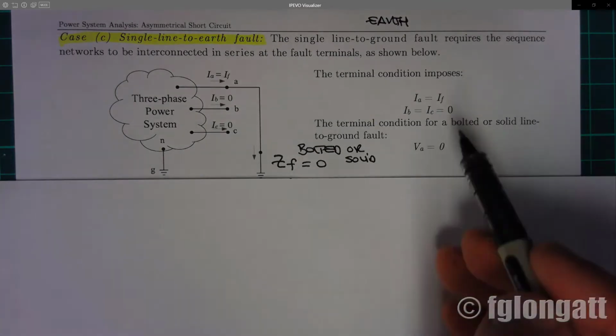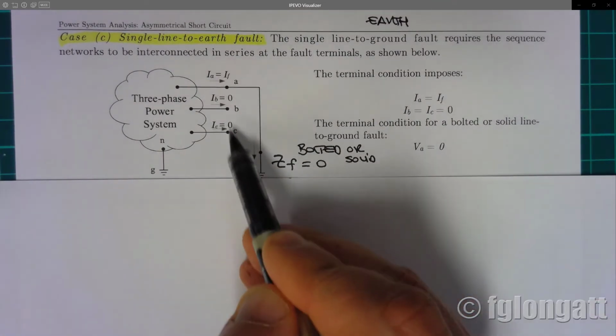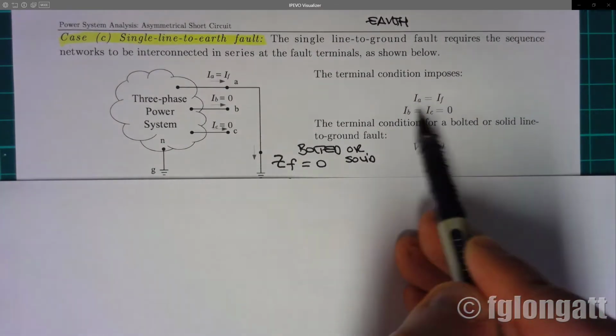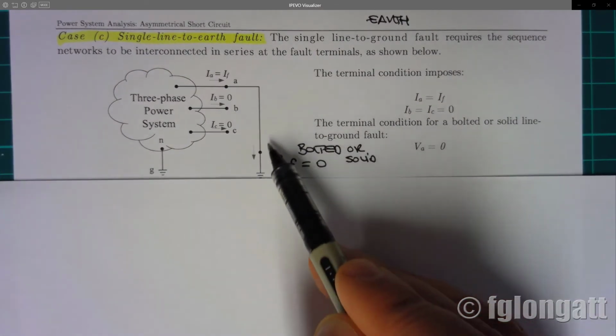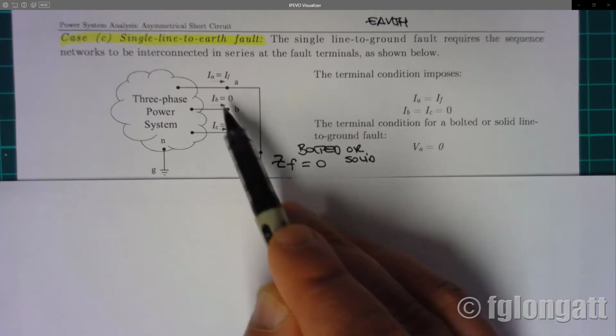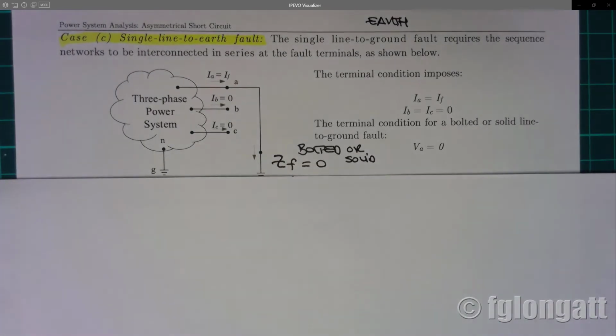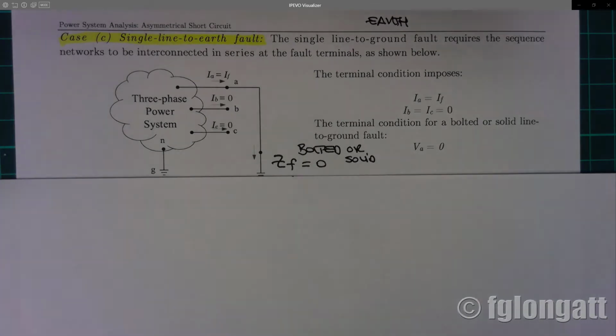Then we have two more terminal conditions. For B and C, we assume that the system is at no load. They are not load conditions. For that reason, the currents in B and C are 0. And finally, and the most important condition, because we are closing the loop here with ground, the fault current is the current going through line A, okay?